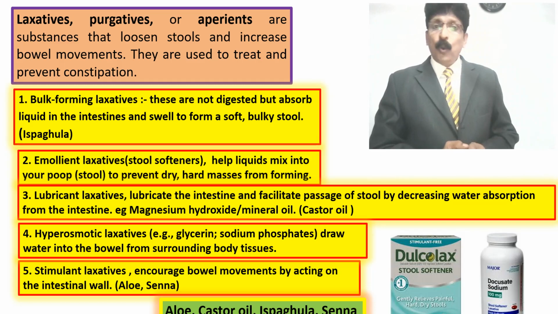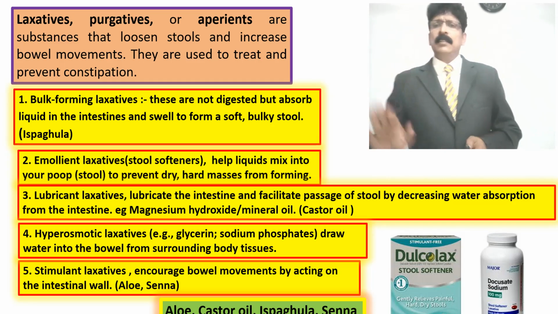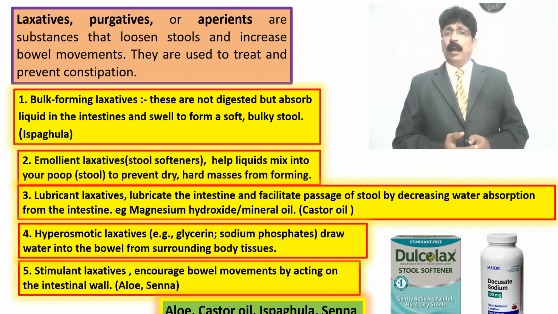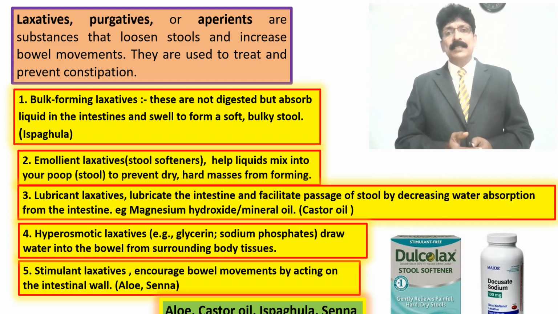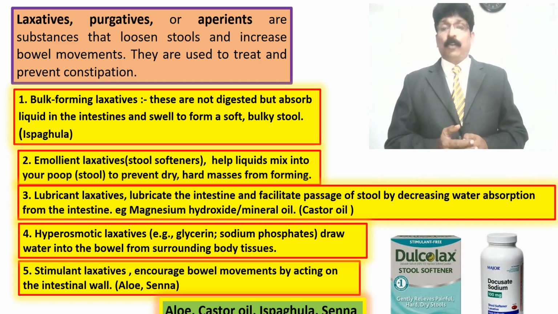Aloe, castor oil, Ispaghula, Senna. As the syllabus says, botanical source or biological source, chemical constituents, and its therapeutic efficacy, or you can say pharmacological use or medicinal use, we should know about them.